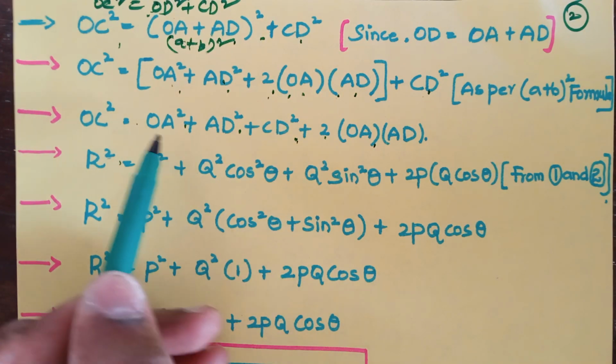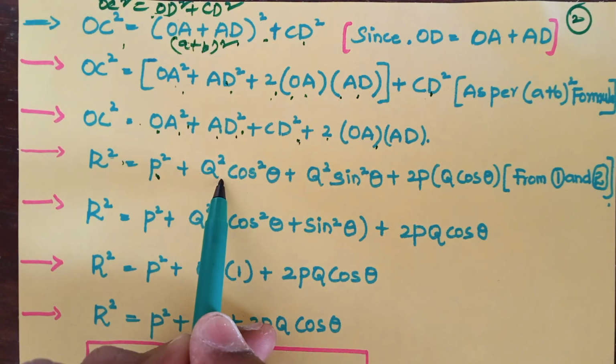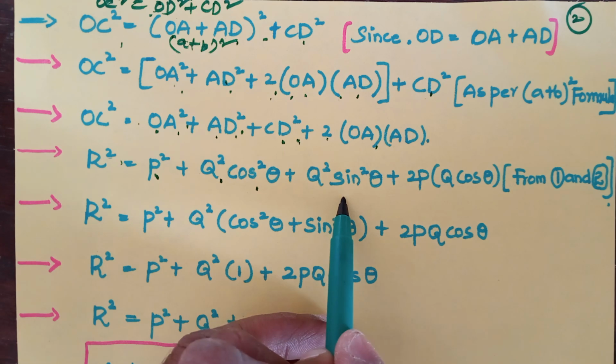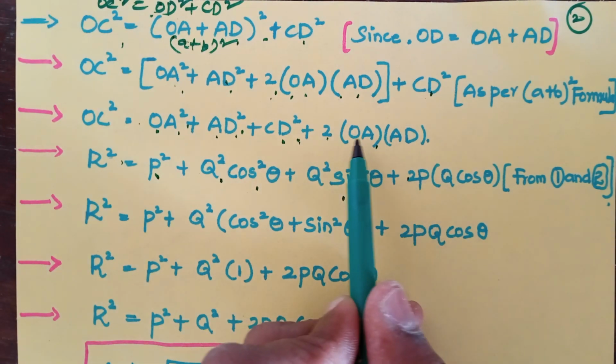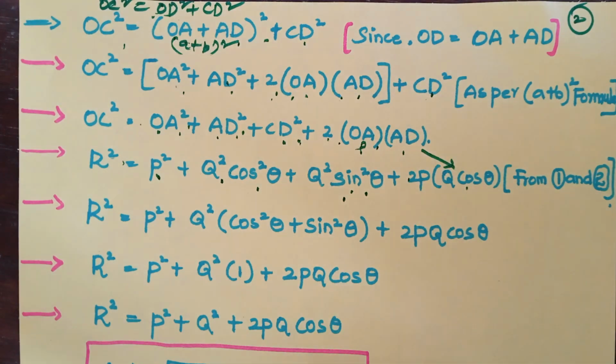Now OA square plus AD square plus CD square plus 2 OA AD. So you already know the terms. OA value is what, sir? P square. And AD square is Q square cos square theta, plus CD square is Q square sin square theta, plus 2. OA is nothing but P, AD is nothing but Q cos theta.